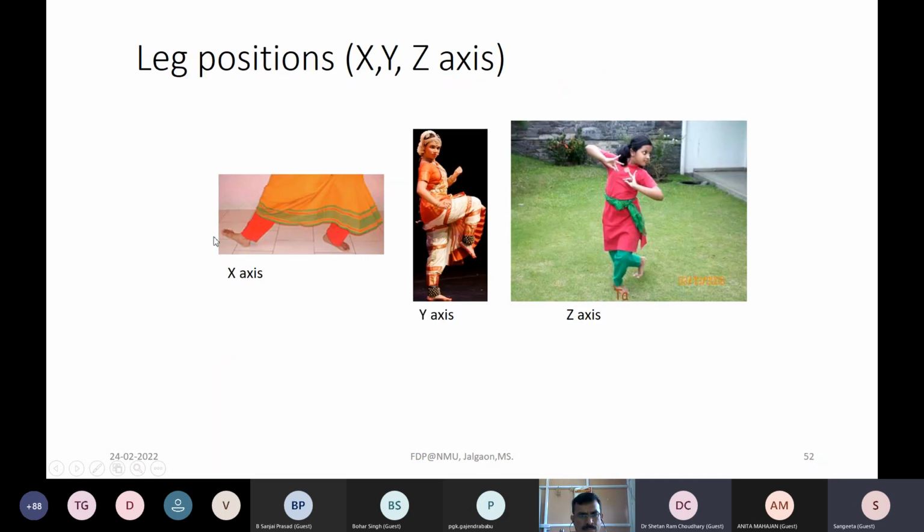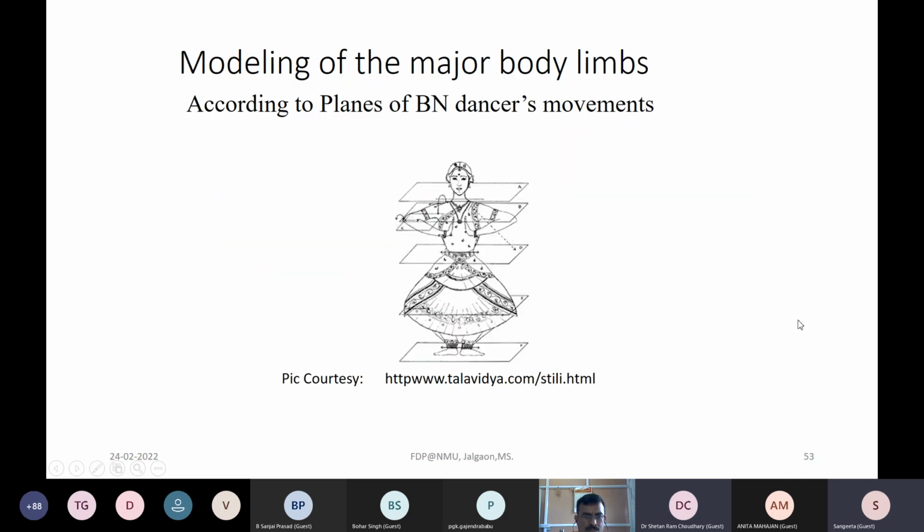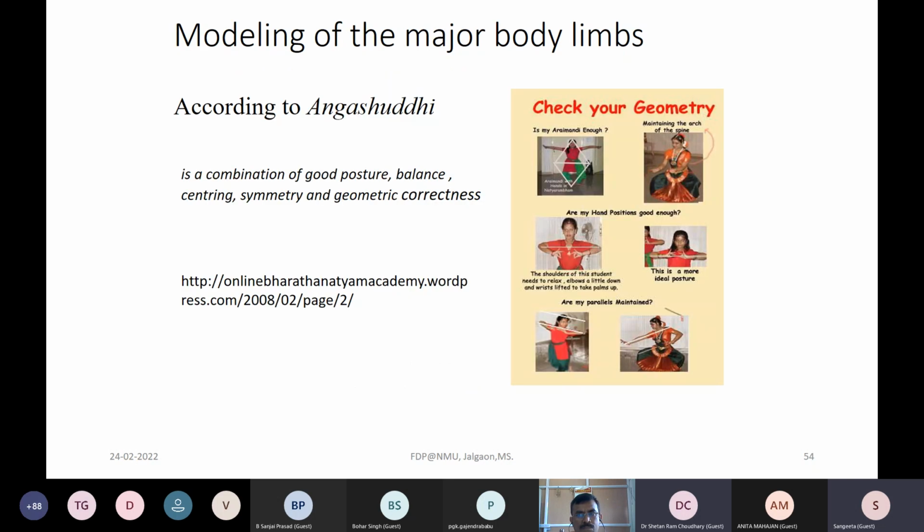When the leg is going in the same direction, it is X axis, positive. When this leg would go in this direction, it would be negative. Y axis is raising the leg up. Z axis is taking the leg behind. So the modeling is done according to the Bharatanatyam dancer's plane of movement.